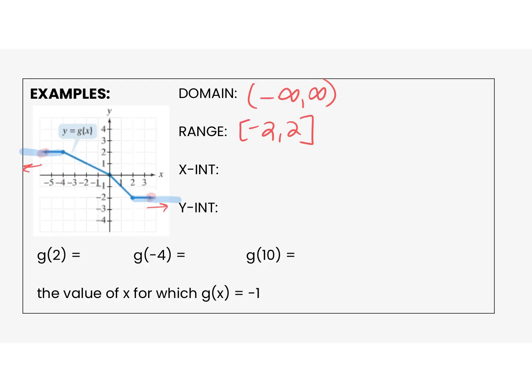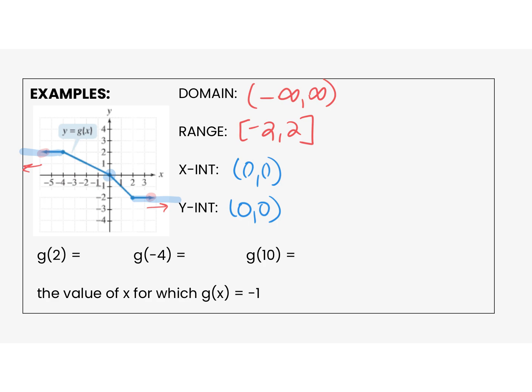Okay, if I look at intercepts, so x-intercept, where does it cross the x-axis? There's one spot right there. That would be (0, 0), which means that is also the y-intercept, and there aren't any other places that it crosses the y-axis, so that's the only one.